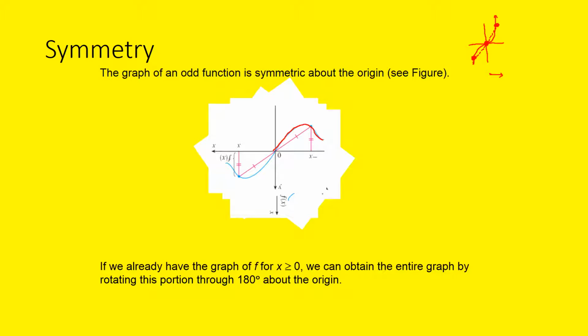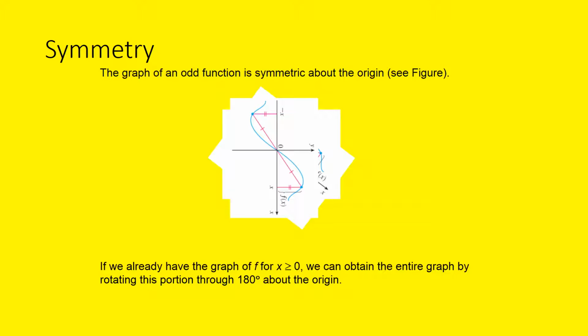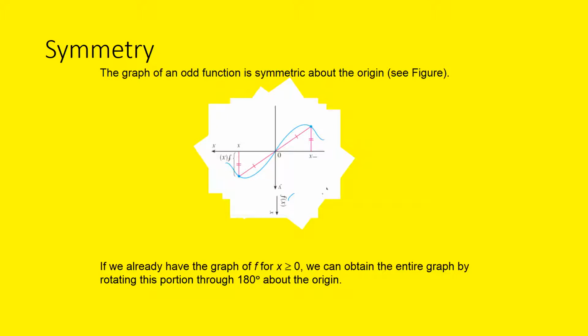So if we already have the graph of f for the right part of it, to the right of the y-axis, we can obtain the entire graph by rotating 180 degrees through the origin. Once again, watch that right part of the blue. Rotating, rotating, rotating, rotating. That's 180 degrees right there. And now we've got the whole graph after the rotation.